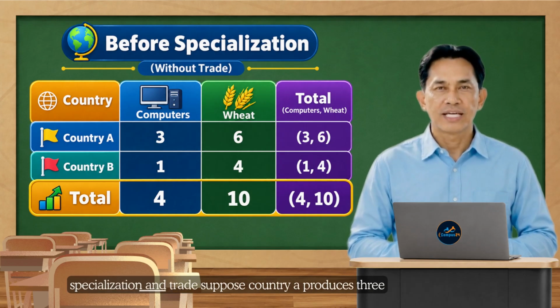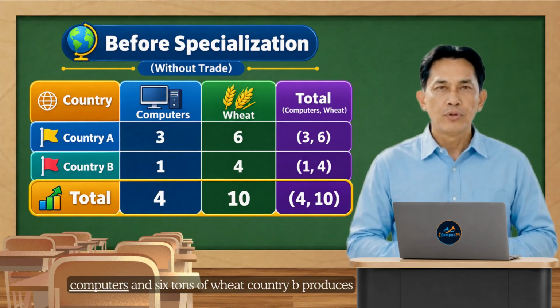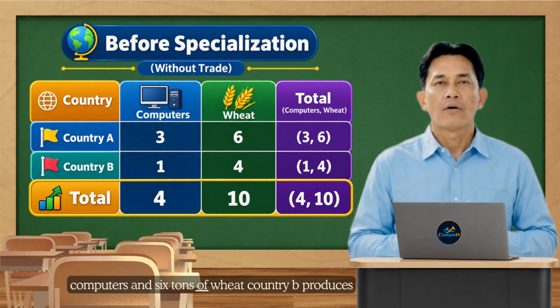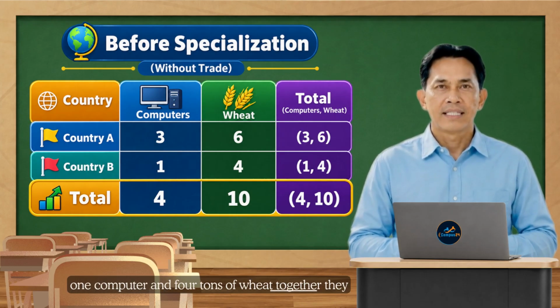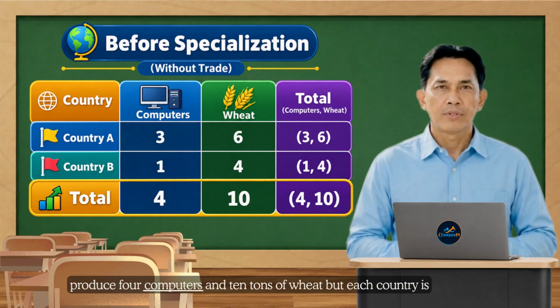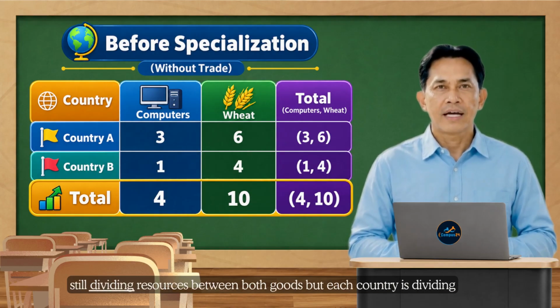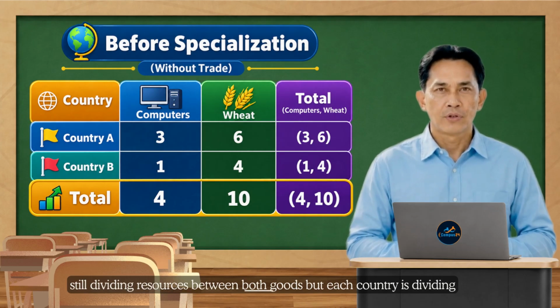Before specialization and trade, suppose country A produces 3 computers and 6 tons of wheat. Country B produces 1 computer and 4 tons of wheat. Together, they produce 4 computers and 10 tons of wheat, but each country is still dividing resources between both goods.